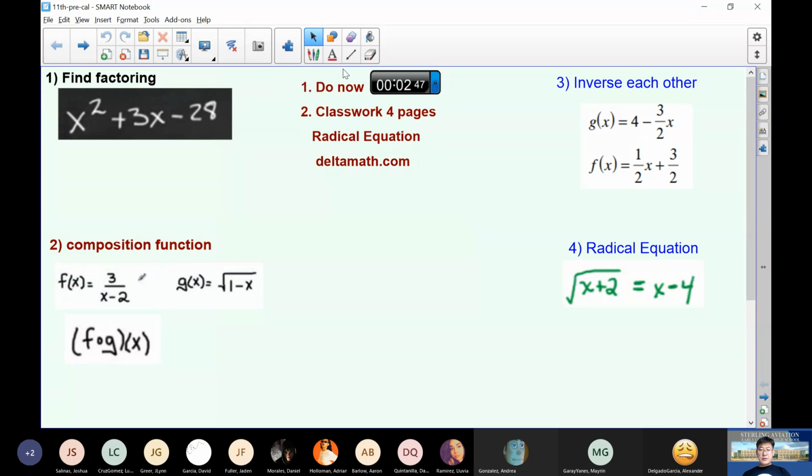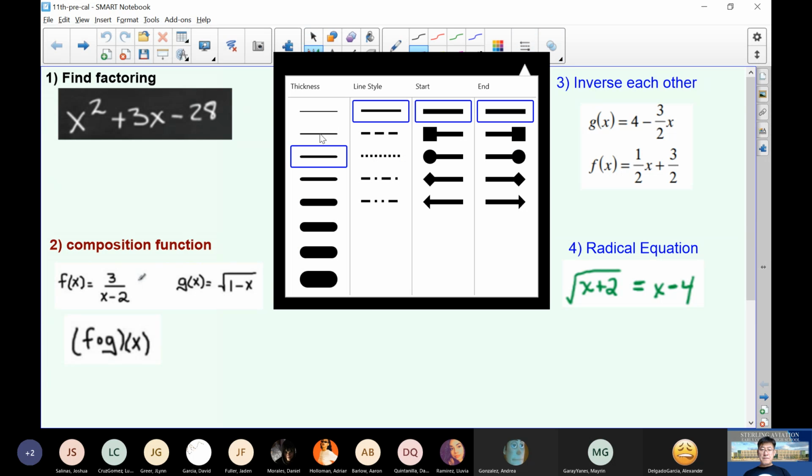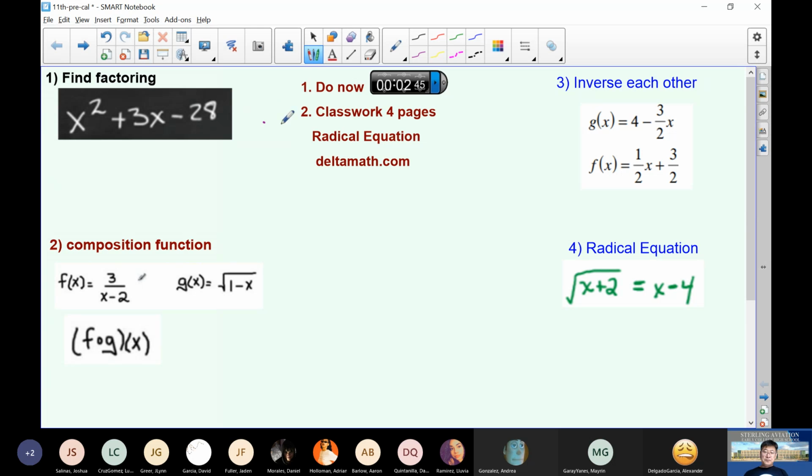So watch here, guys. This is going to be 2 pages today. I'll give you more time to finish your delta math homework about this radical equation, right?